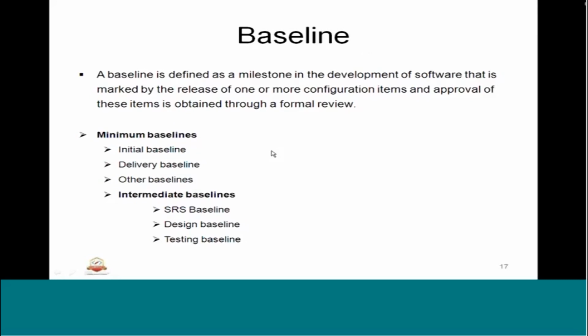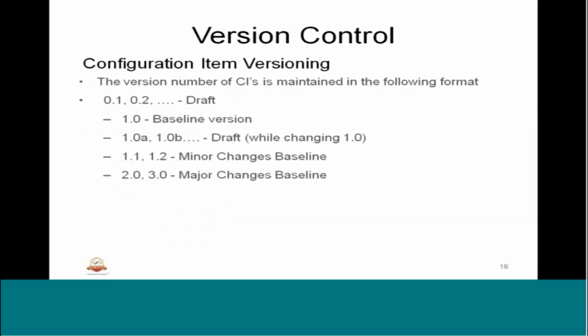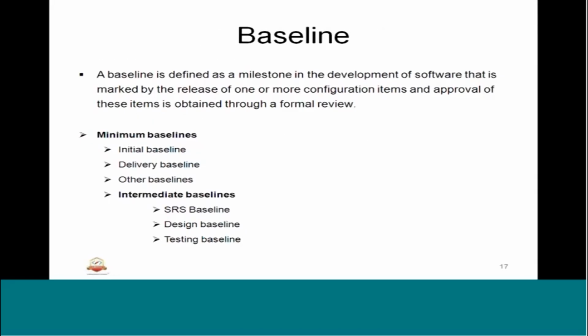So at minimum we can have an initial baseline, delivery baseline, other baselines, and it could be intermediate baselines also. And of course the kinds of baselines we can create in terms of versioning are minor baseline and major baseline, but usually they have a minor baseline, major baseline in terms of initial baseline and delivery baseline. And after delivery or before the final delivery, we can have intermediate baselines such as SRS, design, testing baselines. This will be part of the baseline activities.